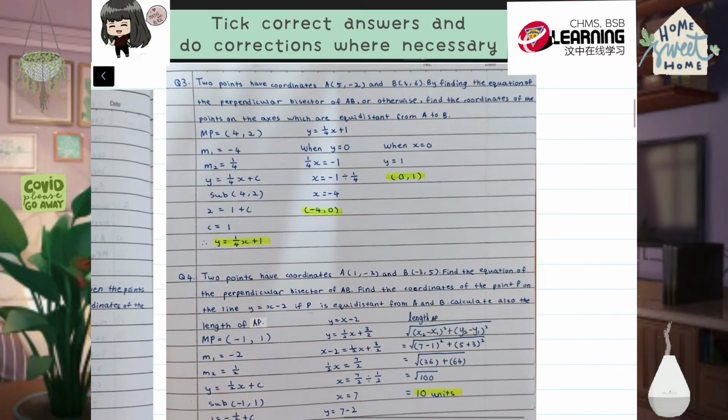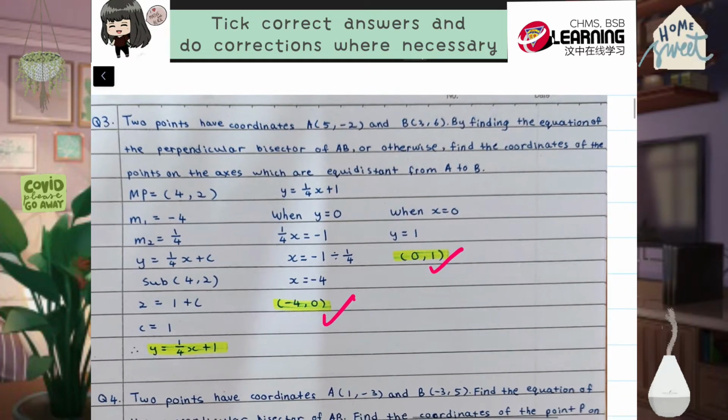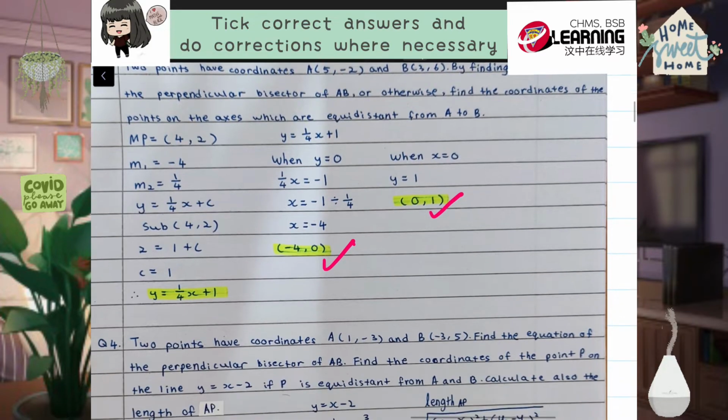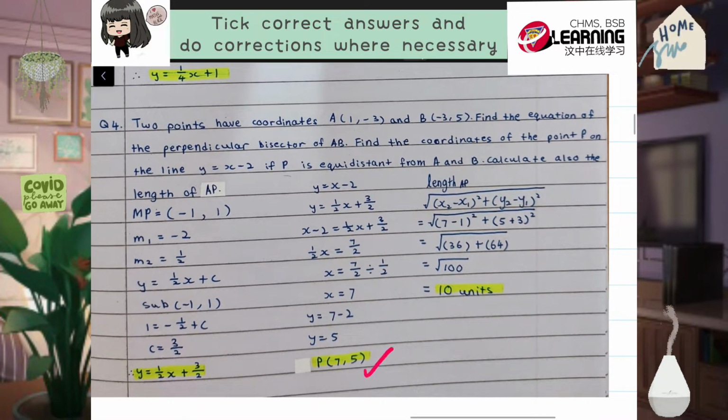Let's look at question number 3. This is the answer: 0, 1, and negative 4, 0. This is the final answer because they ask you to find the coordinates, the points on the axis. Then let's look at question 4. For question 4, there are 3 answers. P is 7, 5, half x plus 3 over 2, and 10 units. Please mark using a red pen.